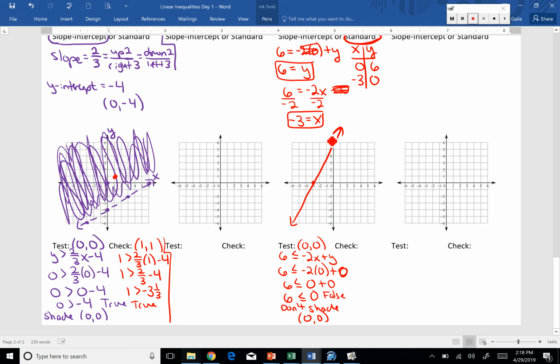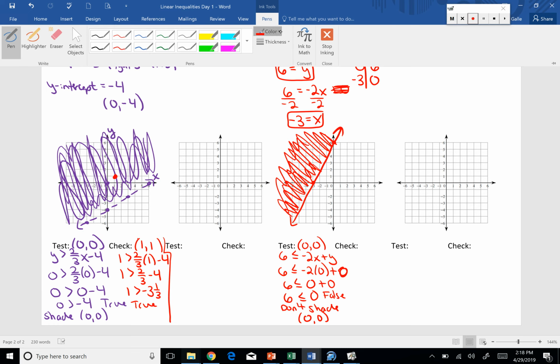That means we need to shade the side that doesn't have 0, 0 on it. If 0, 0 doesn't make my inequality true, I don't get to shade it. And I hope all my people playing on phones right now are picking up on this. 0, 0 didn't work, guys. So now here's where the double check comes in handy. Because I know I have people, they get nervous when they try 0, 0 and it doesn't work. They're like, oh, do I really shade the other side? That's where the double check comes in.